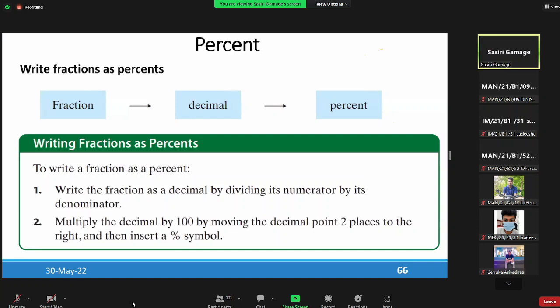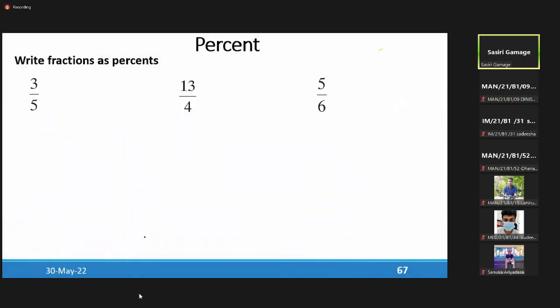Okay, then write fractions as percents. To write fractions as percent, first we have to convert it to decimal form, then make it a percent value. First thing is write the fraction as a decimal by dividing its numerator by its denominator. Then multiply the decimal by 100 by moving the decimal point 2 places to the right, and then insert the percent symbol.